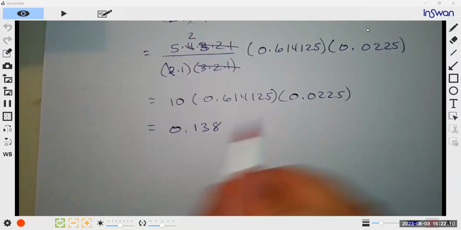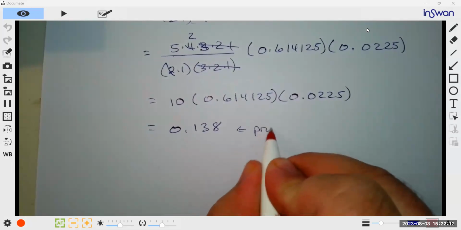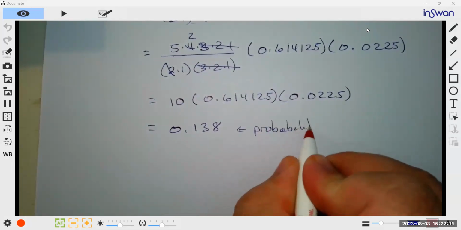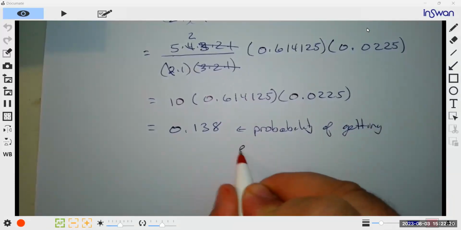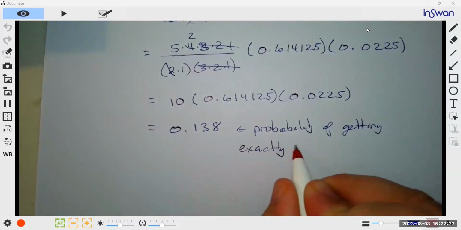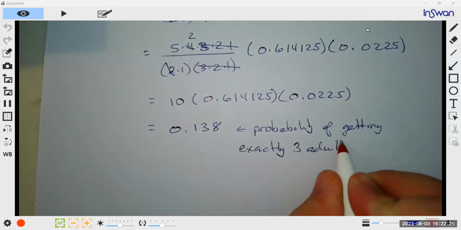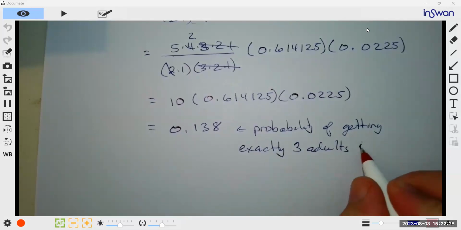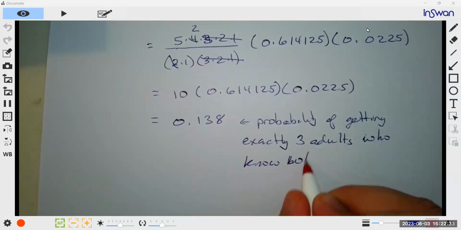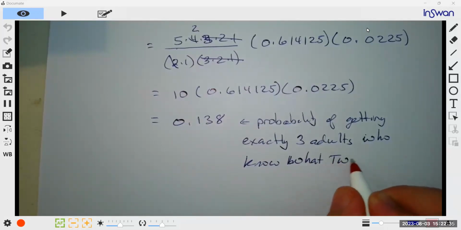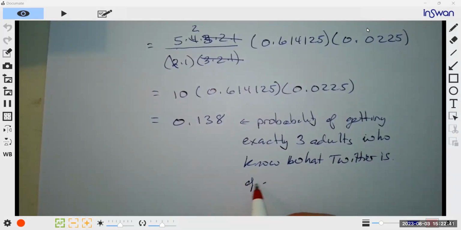So this is the probability of getting exactly 3 adults who know what Twitter is out of 5 adults selected.